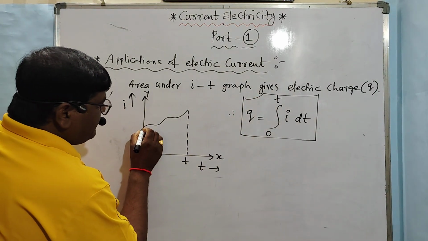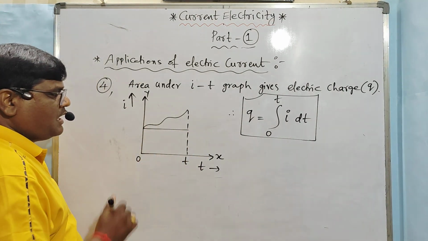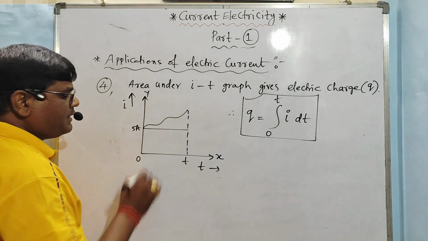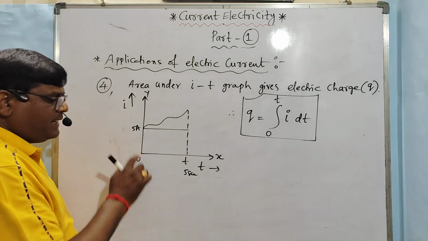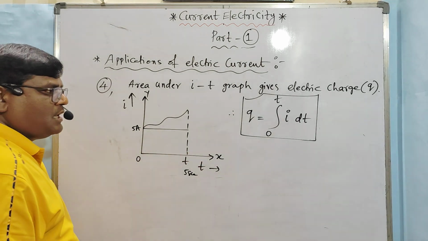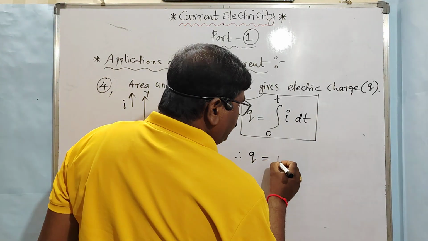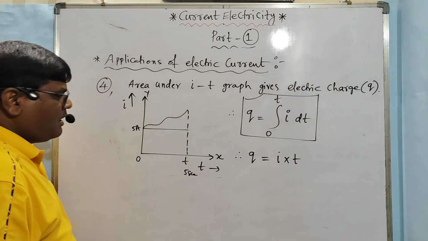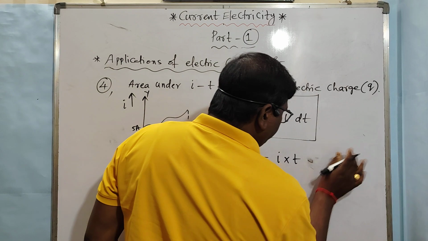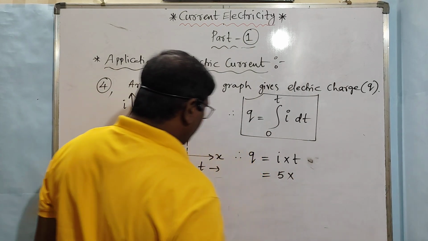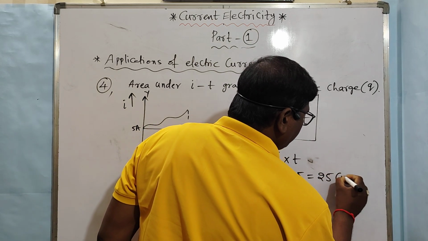For example, if the curve is like this, a constant current over a time from here to here, say 5 amperes of current for 5 seconds, from 0 to 5 seconds, how can we find the charge? Q is equal to I into T in the current formula. Here I is equal to 5 amperes, so Q is equal to 5 into 5, since the time taken is 5 seconds. That is equal to 25 coulombs.